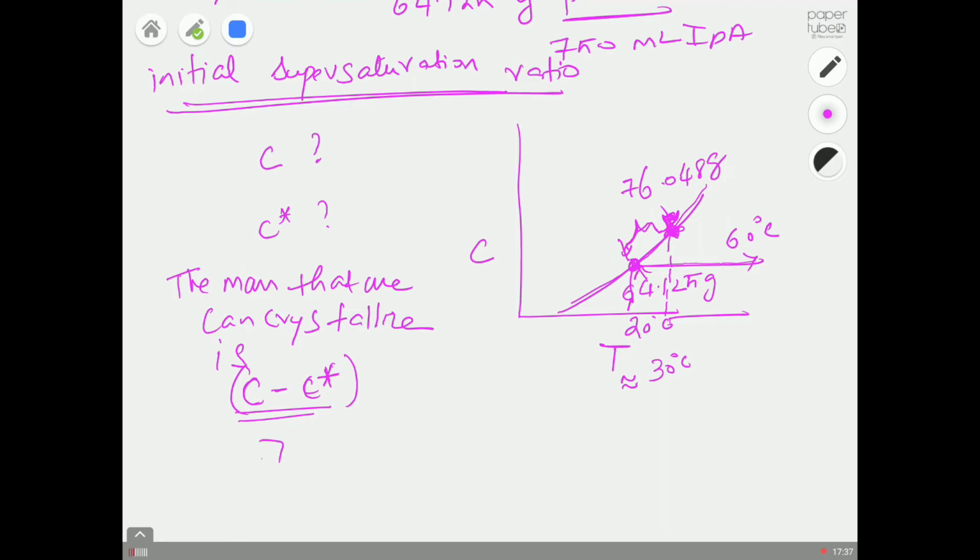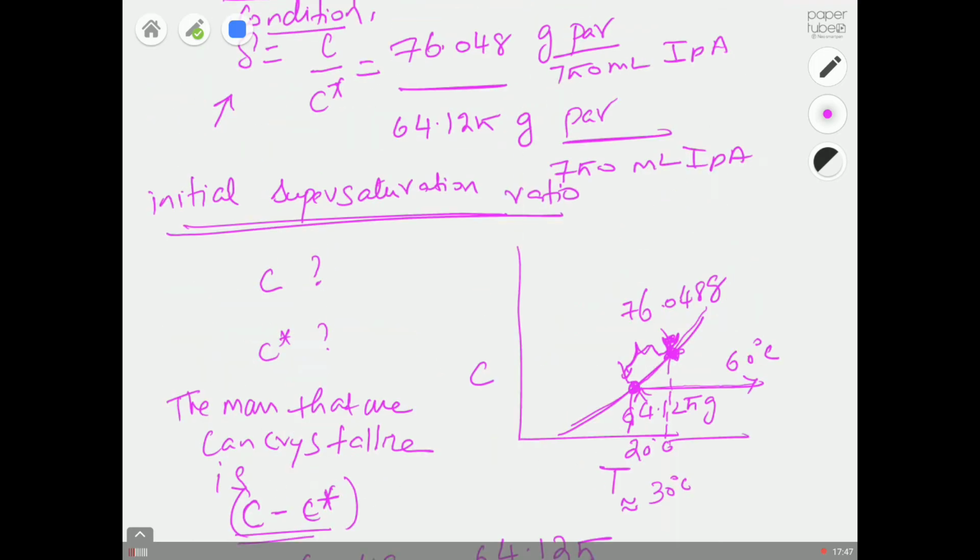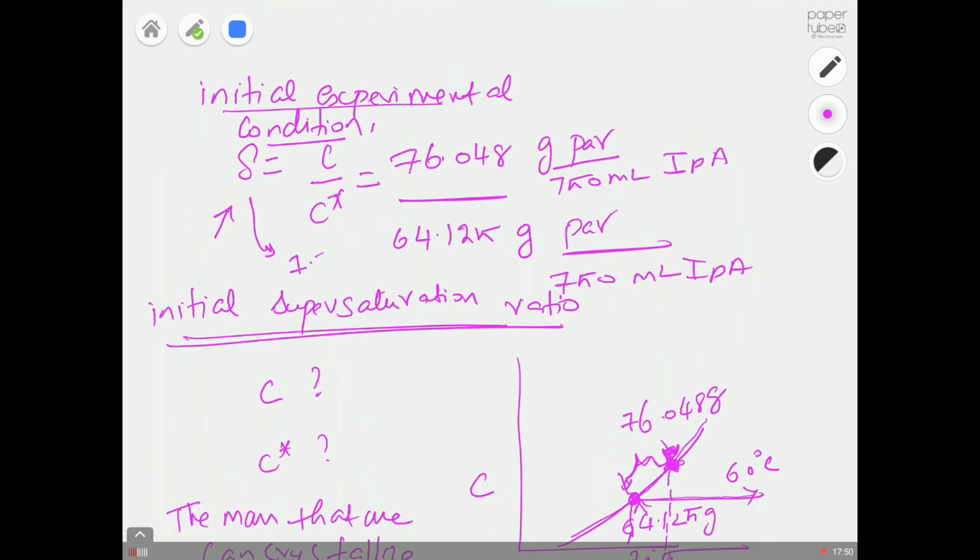That's nothing but 76.048 minus 64.125. Oh, by the way, for this supersaturation ratio, the answer will be around 1.18, approximately 1.2, but better use this value, 1.18. That's your initial supersaturation. So this is your experimental condition for both of your experiments.